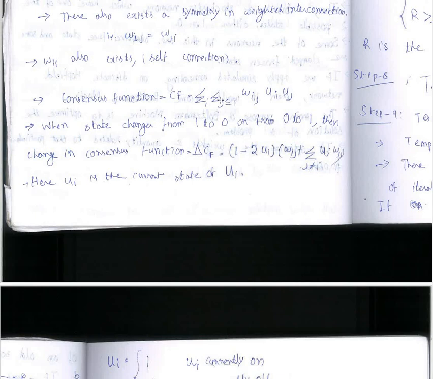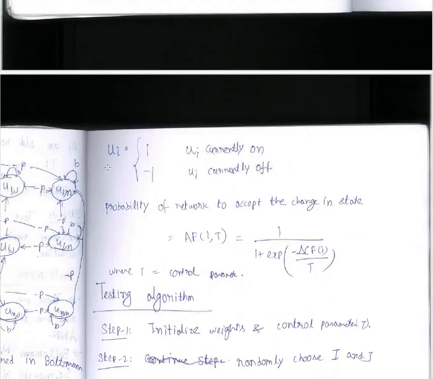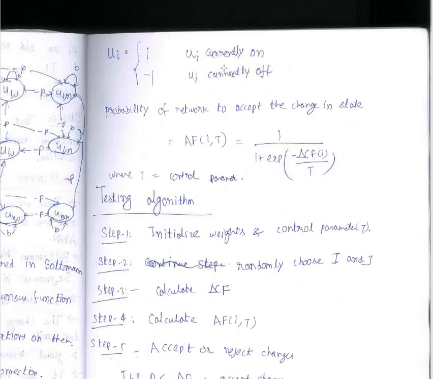The consensus function CF is equal to sigma Wij Ui Uj. When the state changes from 1 to 0 or 0 to 1, the change in consensus function del CF is [1 minus 2 Ui] into [Wij plus sigma Ui Wij]. Ui is the current state of Ui. So Ui equals 1 if Ui is currently on and it is minus 1 if it is currently off.